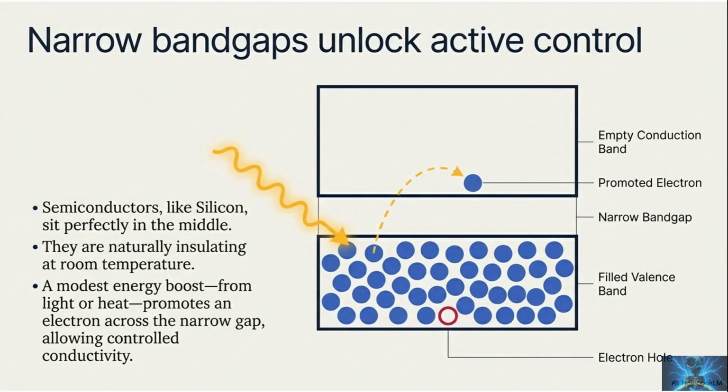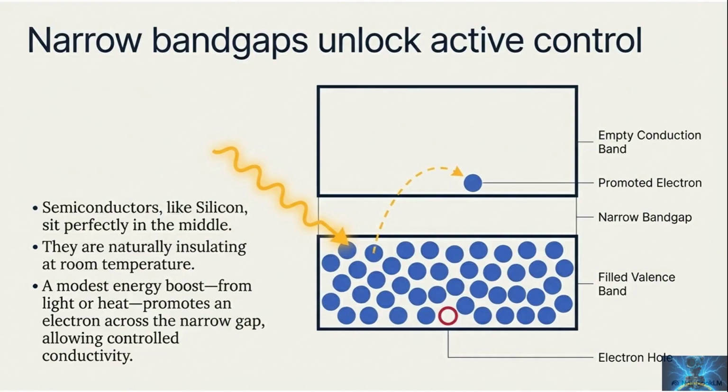Narrow band gaps unlock active control. Semiconductors like silicon sit right in the middle between conductors and insulators. At room temperature, silicon is naturally pretty insulating because most electrons are still stuck in the valence band. A modest energy boost from light or heat can promote an electron across the narrow band gap.